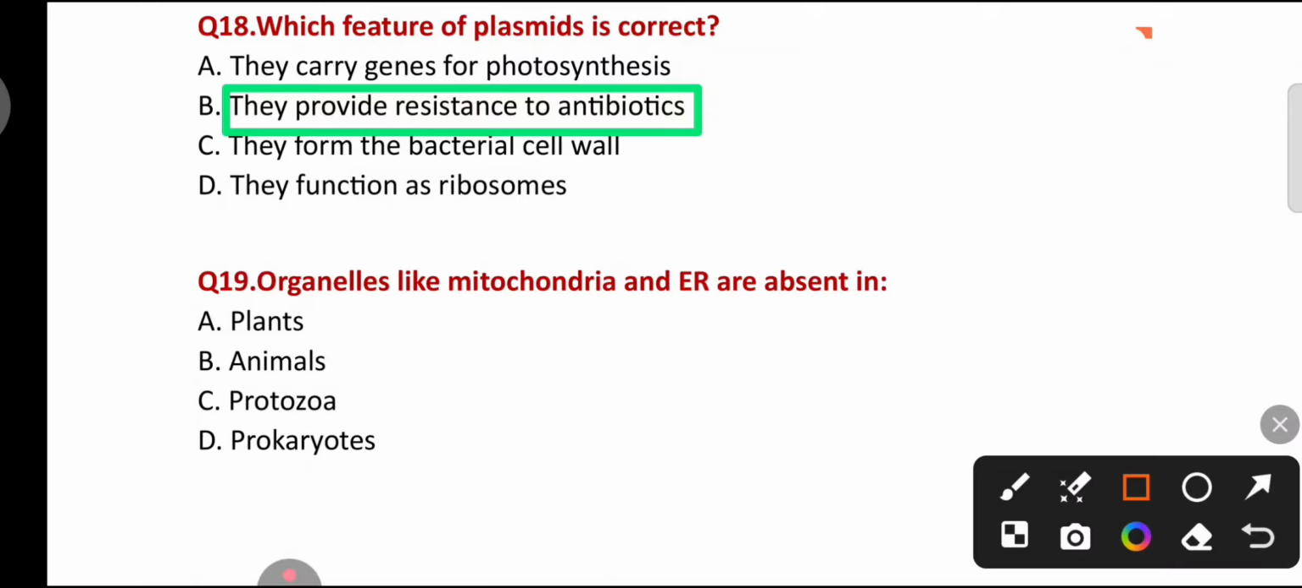Organelles like mitochondria and endoplasmic reticulum are absent in plants, animals, protozoa, prokaryotes. Prokaryotes, because prokaryotes lack membrane-bound organelles like endoplasmic reticulum and mitochondria.